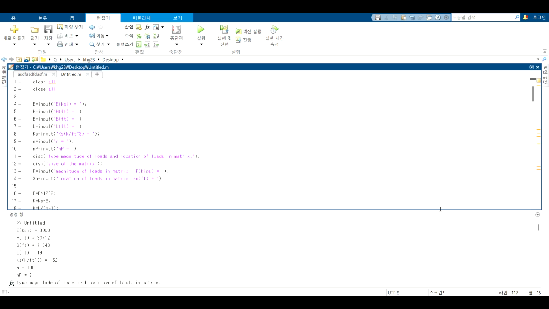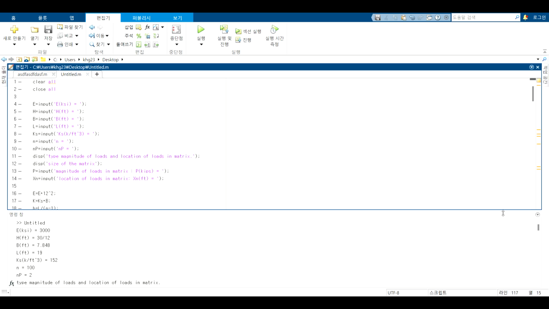The first part of the program handles user input. So you can see this is the input part. It begins by taking the modulus of elasticity, foundation thickness, foundation width, foundation length, and the subgrade reaction coefficient, which represent the stiffness of the supporting soil. Then it asks for the number of springs used to discretize the footing, as well as the number of point loads, and finally the magnitudes and locations of each load, which are input as matrices.